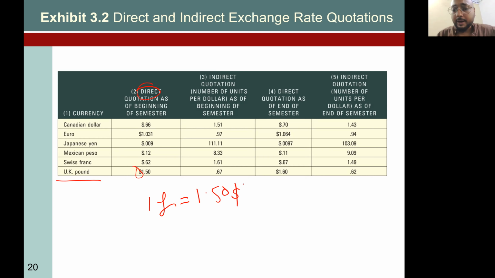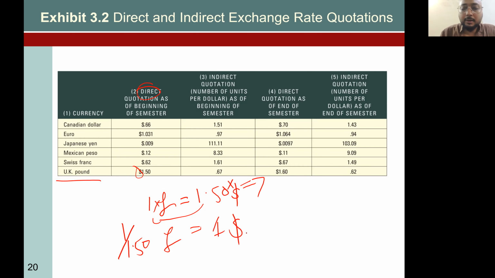If you want to find out how much is equal to $1, simple. Use your basic mathematics. If there is multiplication here, if you go to the right hand side or left hand side, it's going to be 1 by 1.50 pound per $1, and the answer is going to be 0.67 pound is equal to $1.